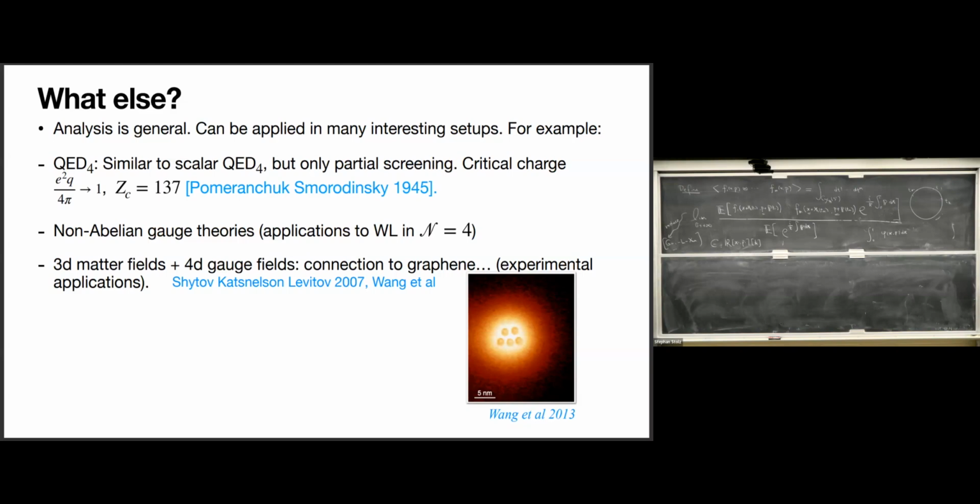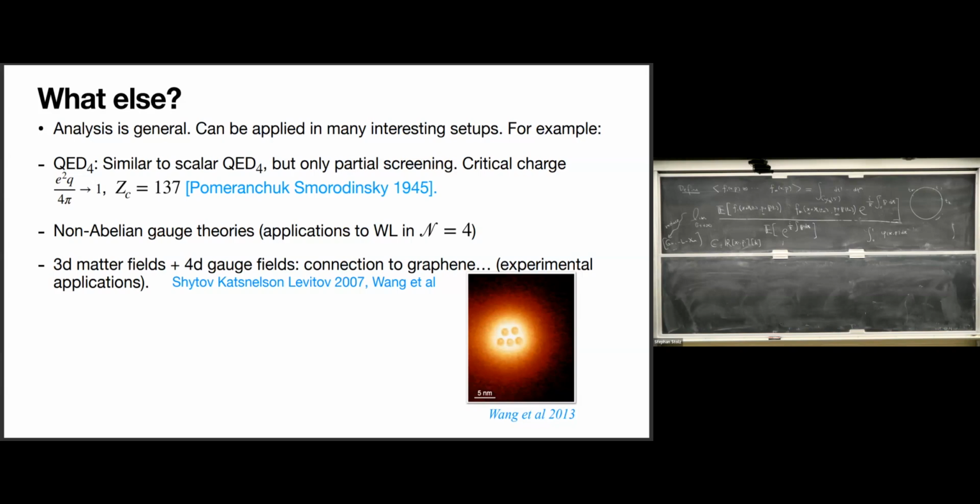And also there is something curious about the Dirac field in the presence of a Coulomb gauge field for charges 137 and above. It's not a new fact. It was known, in fact, from a 1945 paper by Pomeranchuk and Smorodinsky, where they saw that the solutions to the Dirac equation in the presence of this Coulomb field have scaling dimensions that become imaginary at some point. So it makes contact with this.